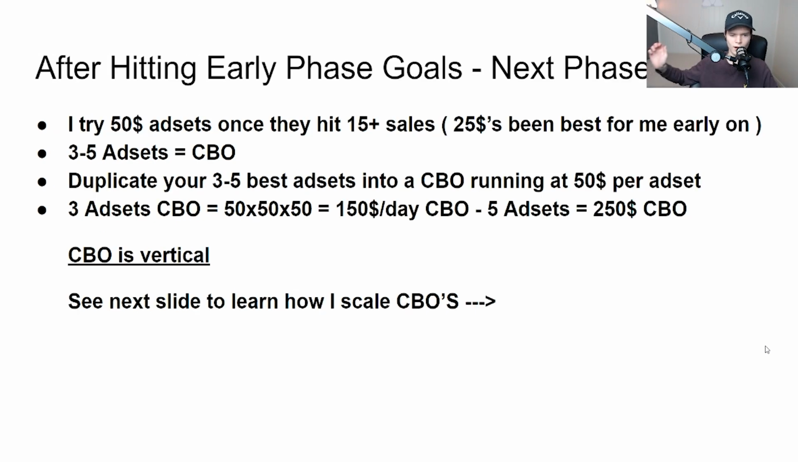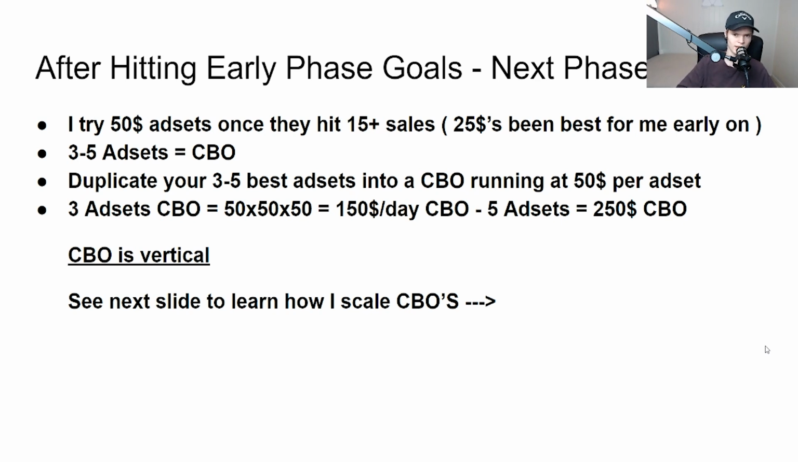That's the formula. After hitting the early phase goals, there's going to be a next phase, and this phase is where stuff gets crazy. But I'll tell you, you could almost make 10K a day just in the early phase. I've done it before. But after that, we're getting into the next phase, which is the more advanced scaling phase. It's still pretty simple in my opinion. So one of the things I'll do in that phase is I'll start trying $50 ad sets, and they're usually not too good in my opinion, but some of them are really good.